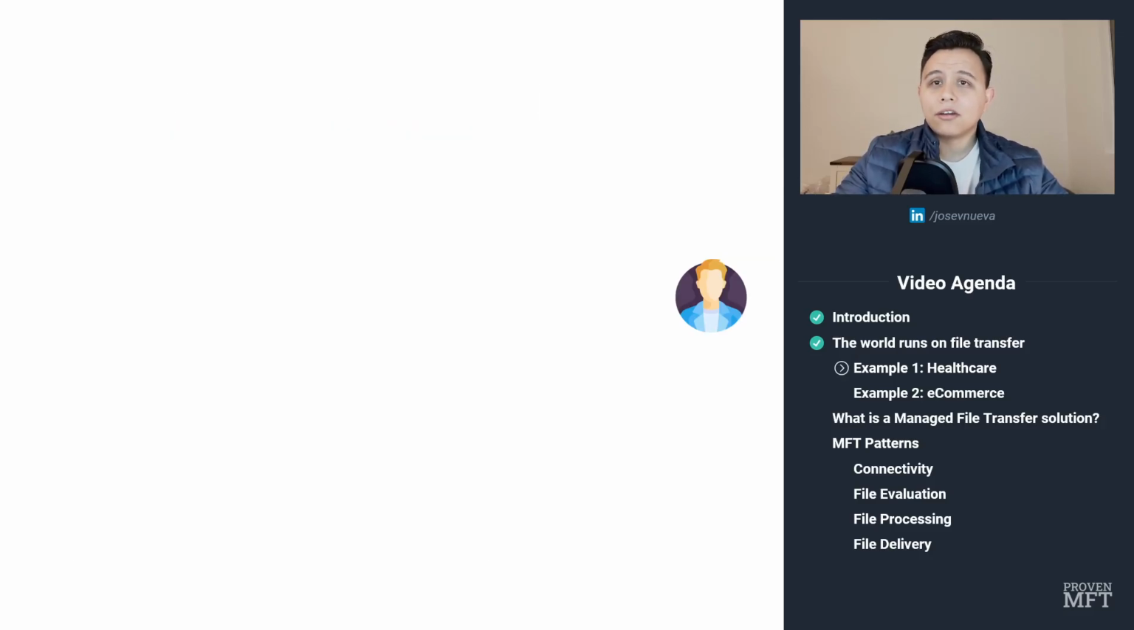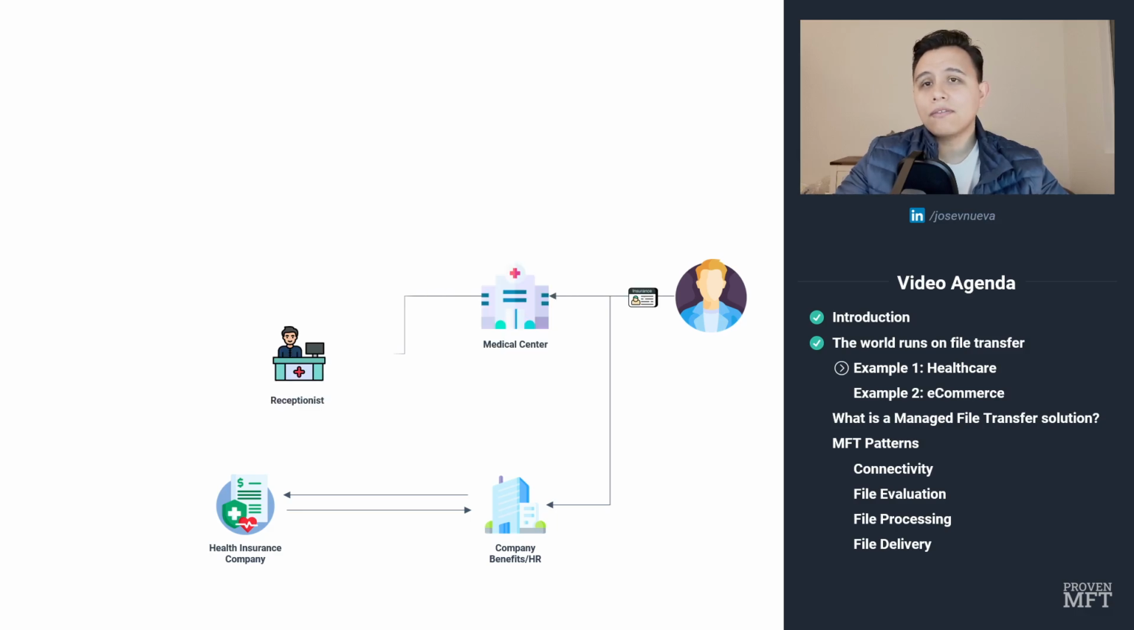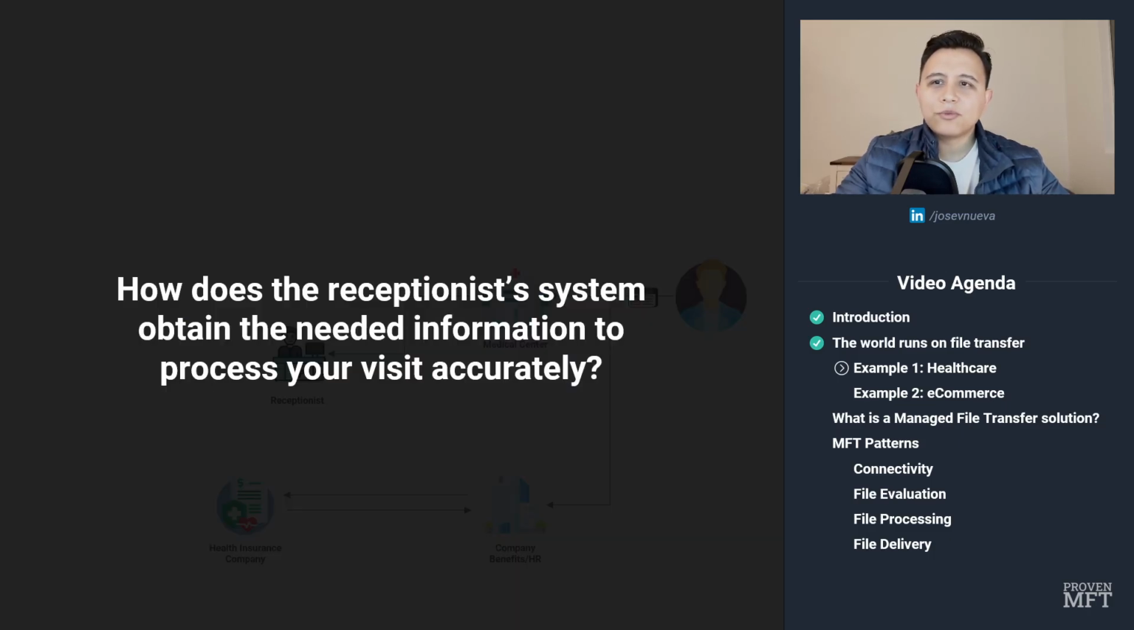At the beginning of the year, you apply for health insurance through your job or insurance broker. They send an enrollment file to the insurance provider of choice. The health insurer sends a file back confirming your enrollment, but then you visit your doctor for your yearly checkup. And when you arrive, the receptionist looks for your eligibility and benefits using your ID or medical card to assess your coverage and deductible for that visit. Question: how does the receptionist system obtain the needed information to process your visit accurately?